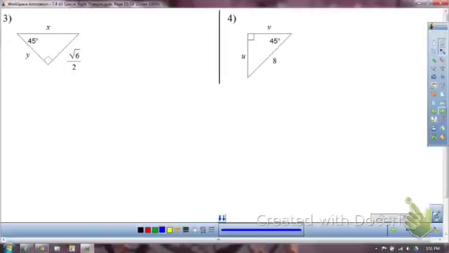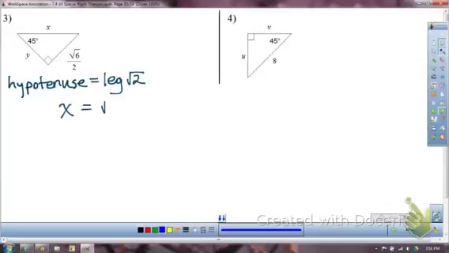Let's try this out. So of course you're going to write hypotenuse equals leg times root 2. And we have x equals root 6 over 2 times root 2 over 1. Now the thing is that we're going to glom these together, but rather than multiplying, it's actually better if you factor this. So let's make that a 3 times 2 under that radical.